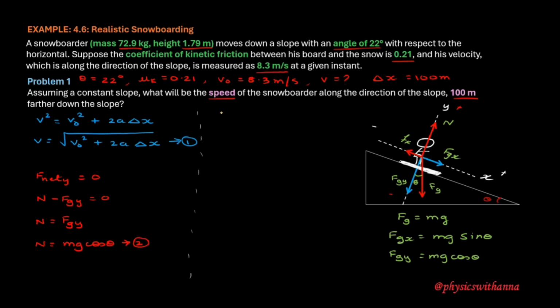Now let's do the same thing along x-axis. Along x-axis, the snowboarder is accelerating in the direction of slope. So we write F net along x-axis to be equal to m into a. F net x is the vector sum of all forces that go along the x-axis. And when I say vector sum, we add these forces by taking their direction into consideration. All forces to the right will be positive and the ones that go to the left will be negative. So Fgx here is positive and the force of friction will be negative.